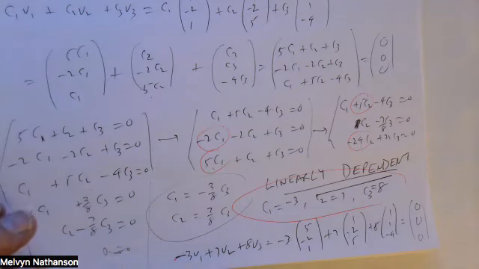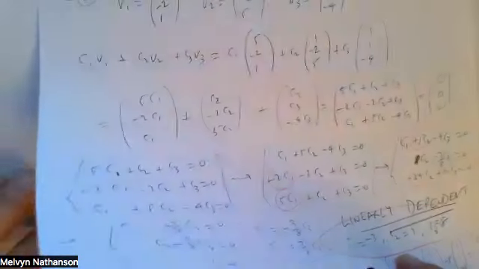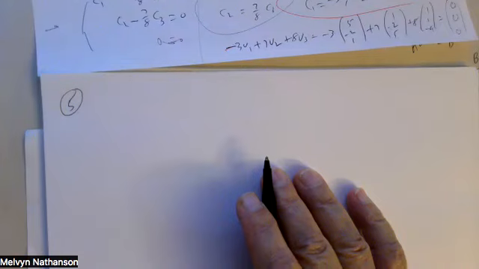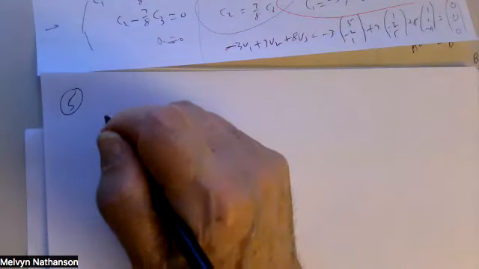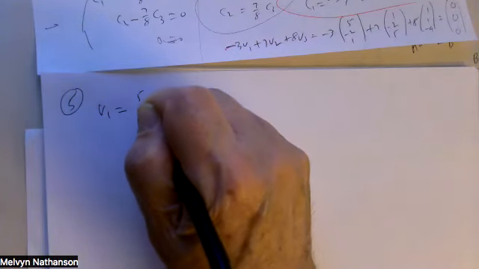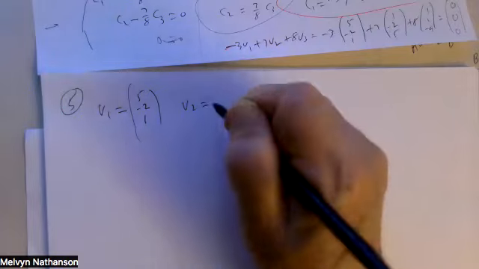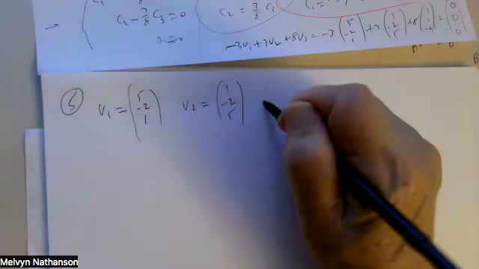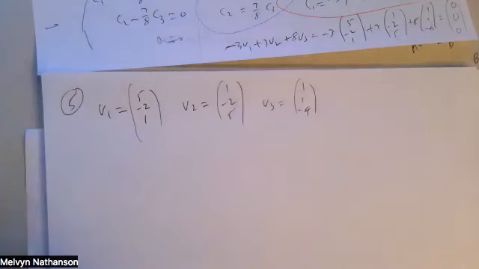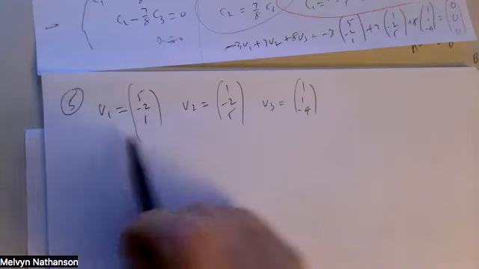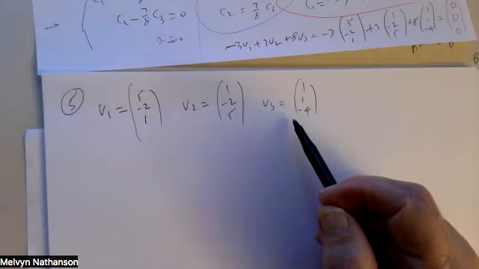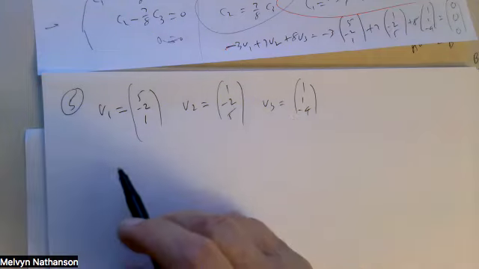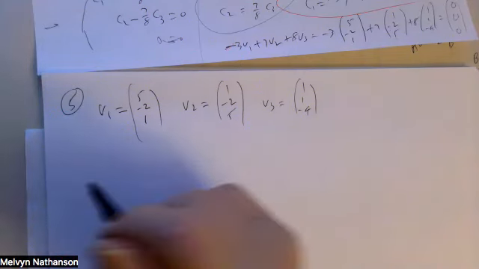Now, we actually come back to this set of vectors in problem 5. So in problem 5, we have the same vectors. V1 is 5, minus 2, 1. V2 is 1, minus 2, 5. And V3 is 1, 1, minus 4. So we just proved that these vectors are linearly dependent. So it's not the case that a vector, if it has a representation as a linear combination of these vectors, has a unique representation. And the problem is to find two distinct representations of the vector 7, minus 3, 2.